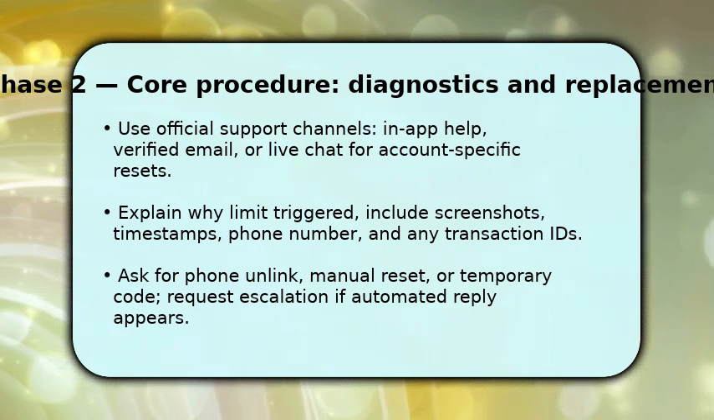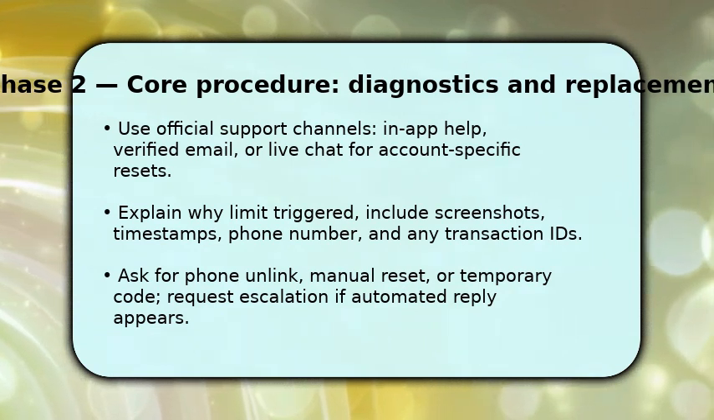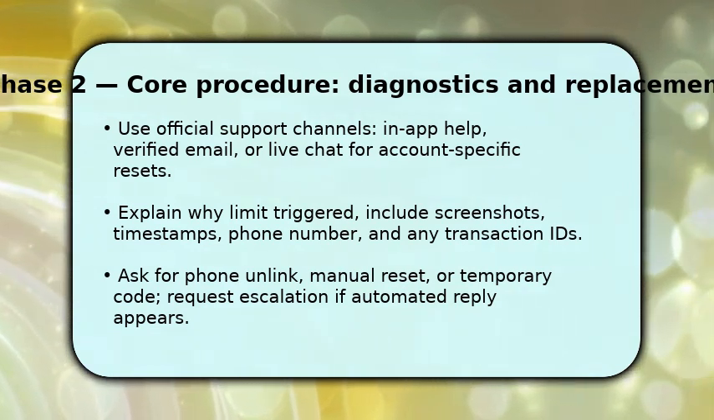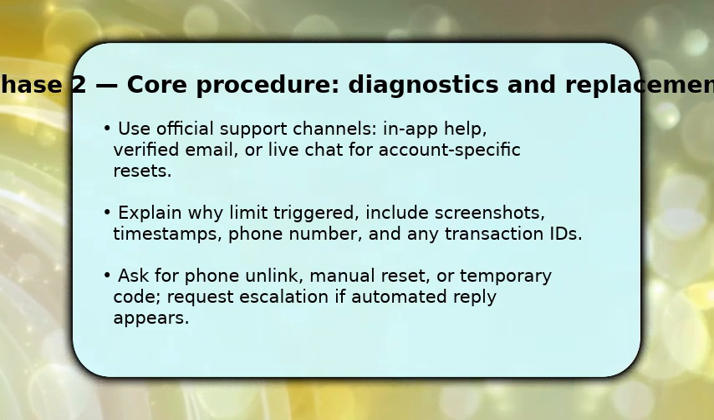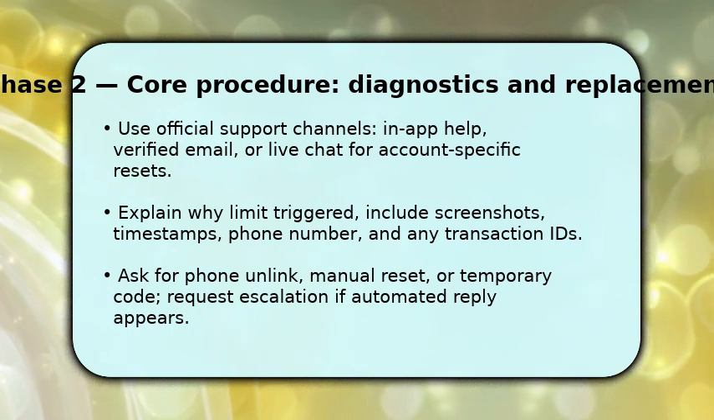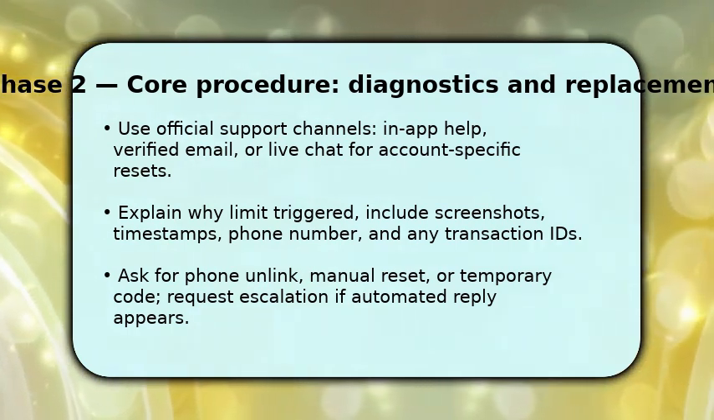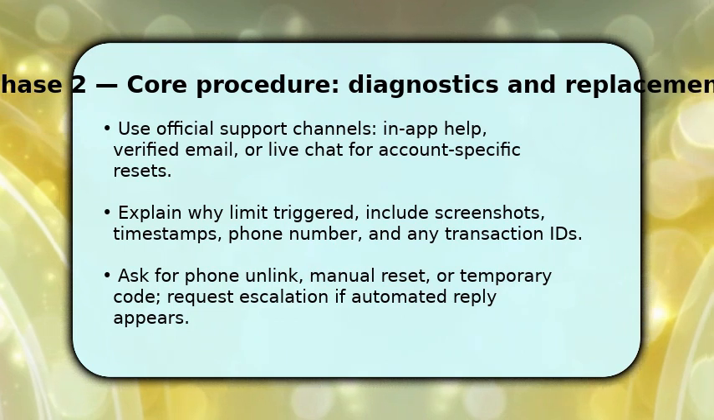Explain succinctly why the limit triggered, automation, device change, or repeated verification, and include the phone number and any transaction ID. Ask specifically for a phone unlink or manual reset and request a temporary verification code if available. If you get an automated response, reply with the same detail and ask for escalation.